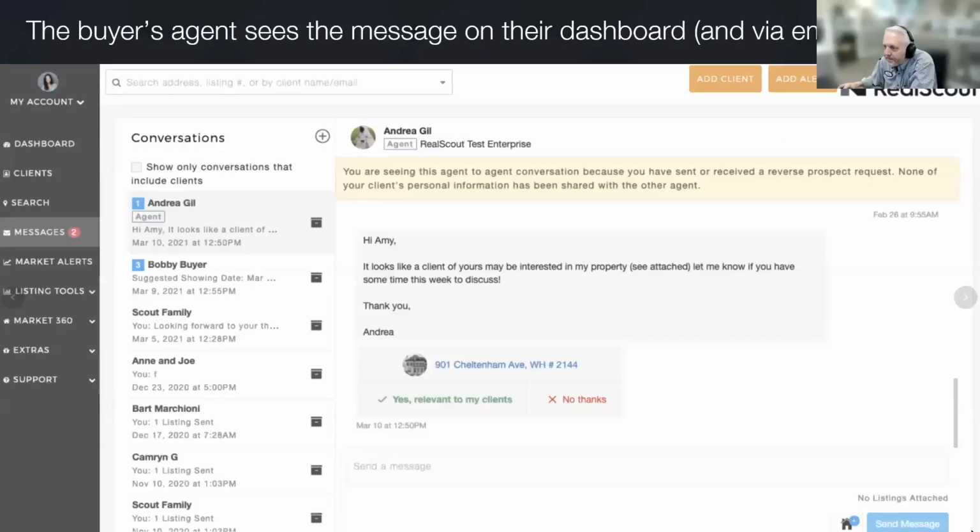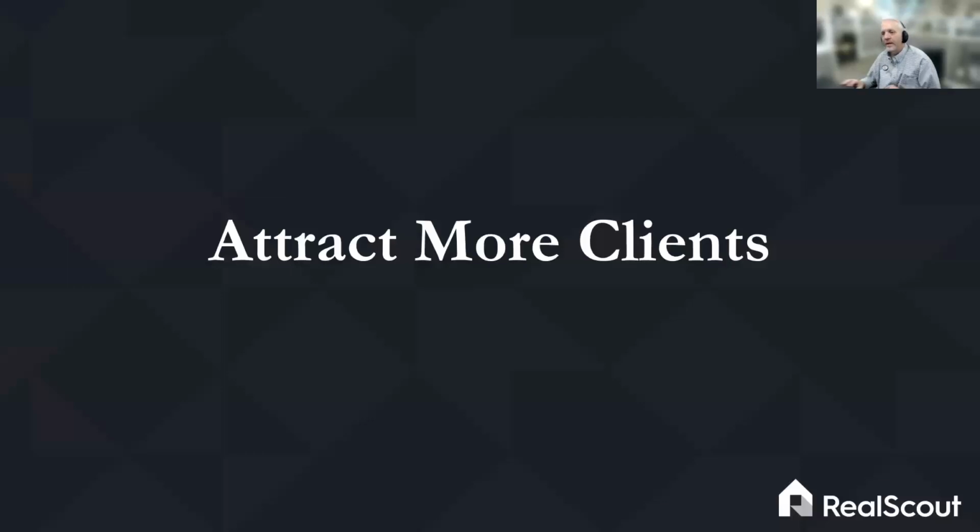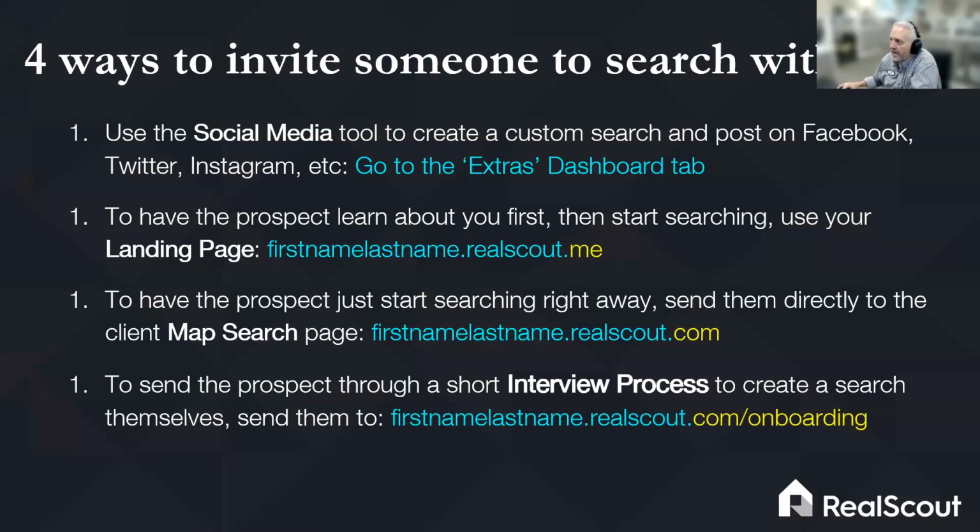All right. Back to our slides. So that pretty much covers all of the listing tools. Now, how do you get more buyers and sellers using your Real Scout platform? Great. There are 4 different ways that we're going to talk about here to use your platform to get more buyers. And right there they are.